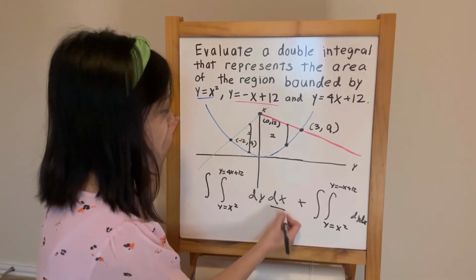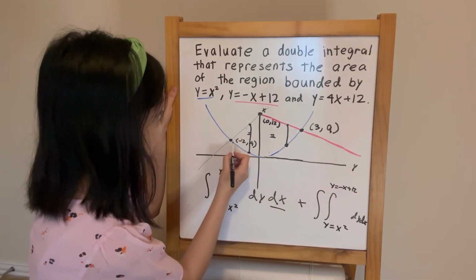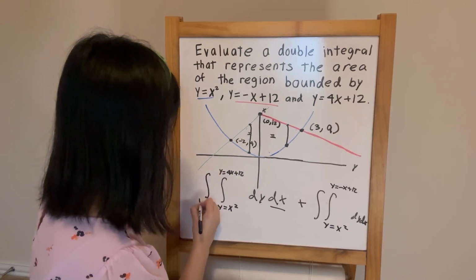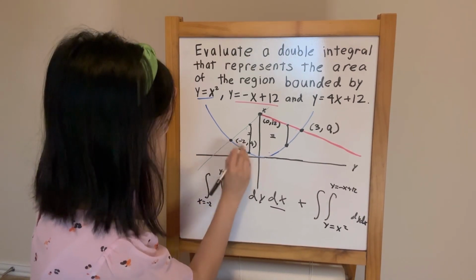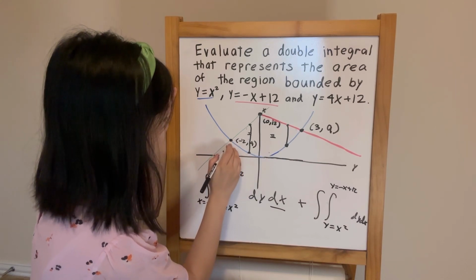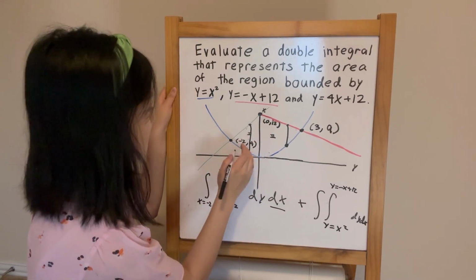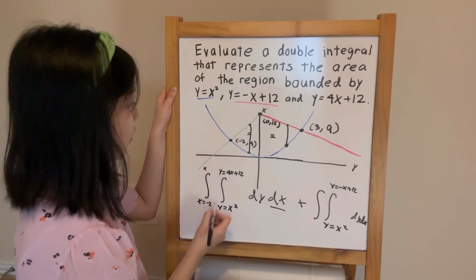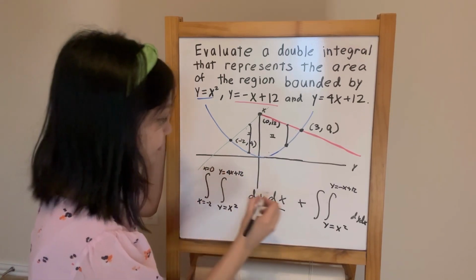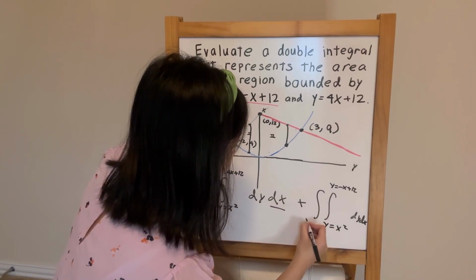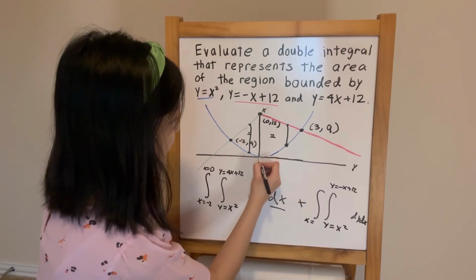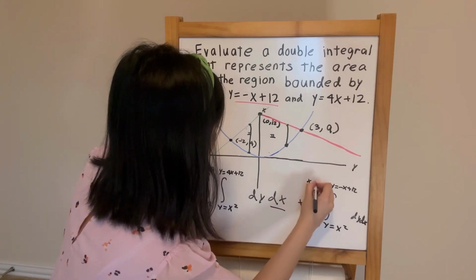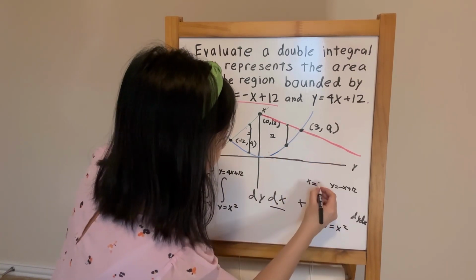It's going to be the x bounds. So we have x equals negative 2 right here. It's going to go from negative 2 to 0, since we only care about region 1 right here. So x equals negative 2 to x equals 0. And we have x equals 0 for region 2, and x equals 3.